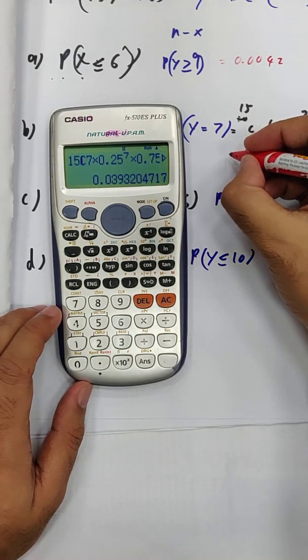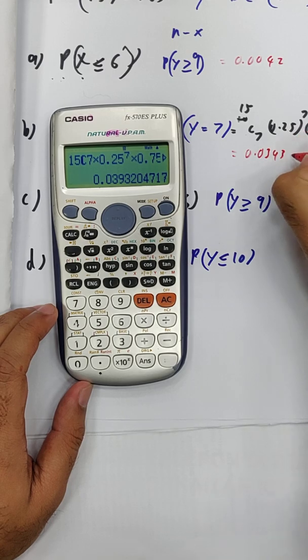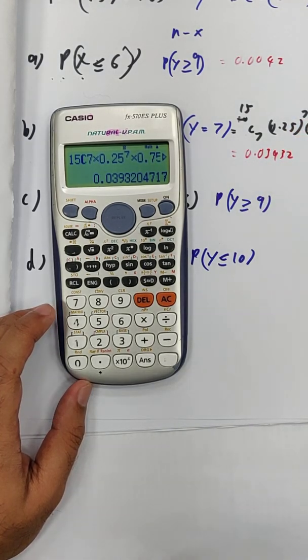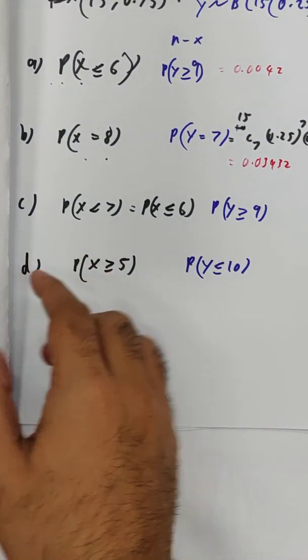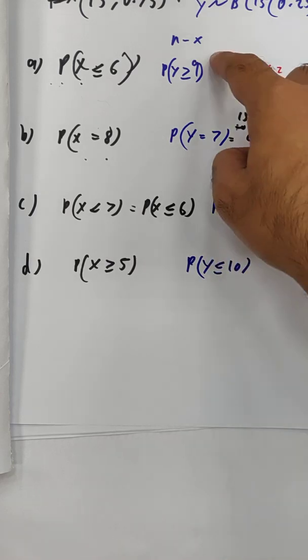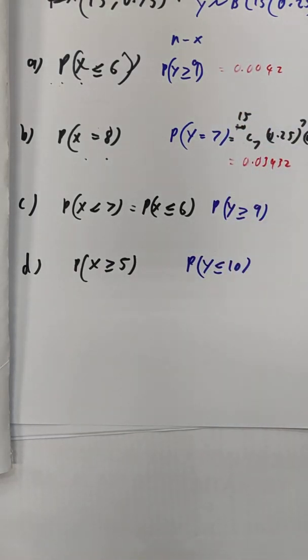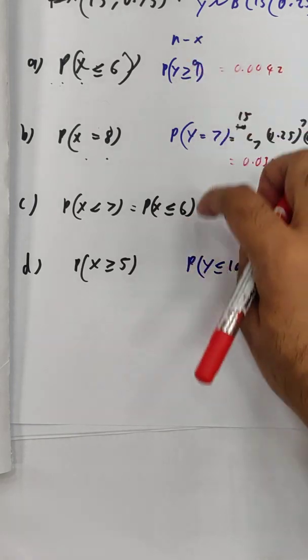Alhamdulillah. I should end the class soon. So Y more than 9, I think it's the same as this one here. Yes, it's the same, perfectly identical. That's what we calculate.